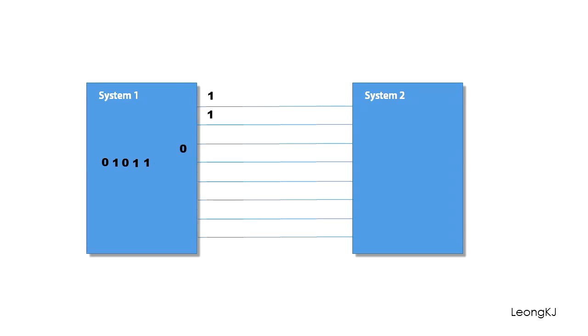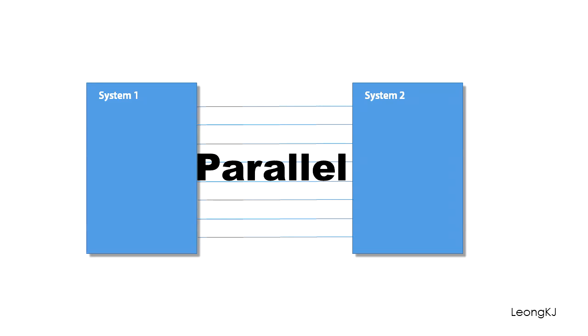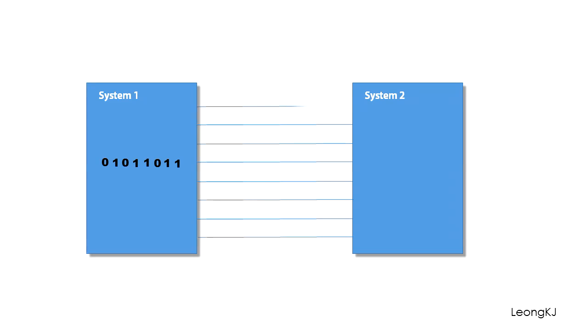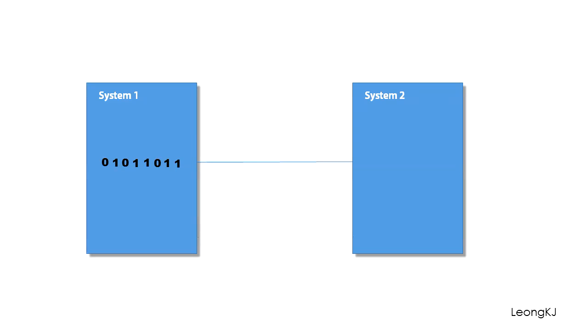Each line carries the individual bits, and the data is transmitted across. This kind of communication is usually termed as parallel communication. Can we just use one line to send the data? Yes, we can. We send the bits one at a time on the line. This is usually termed as serial communication.